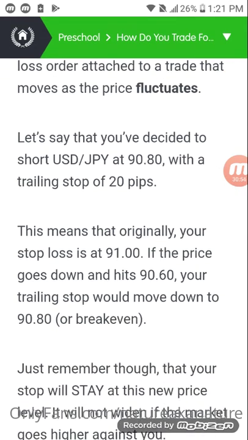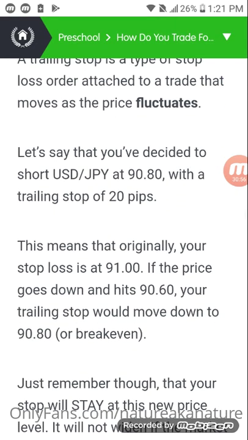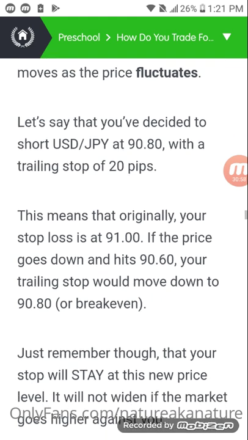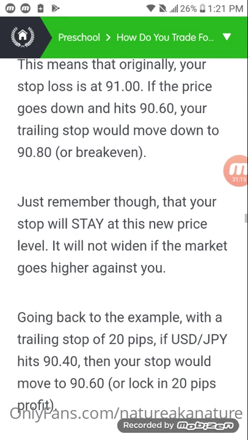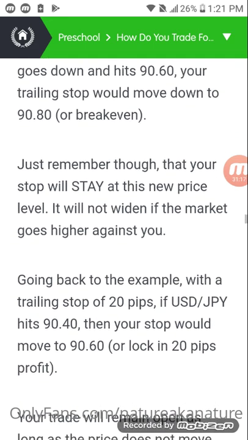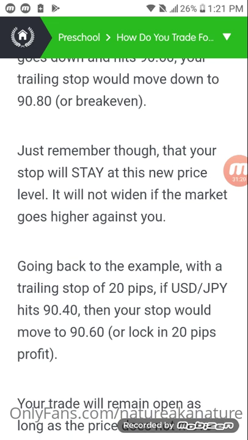You can use trailing stop losses too. So this means that originally your stop loss is at 91.00, and you short it at 90.80 with a trailing stop loss of 20 pips. Price goes down and hits 90.60, but you have a 20 pip stop loss in there, so it's really 90.80. You break even. So just remember that you can use all these different types of orders, and that your stop will stay at those new price levels and will not widen if the market goes against you.